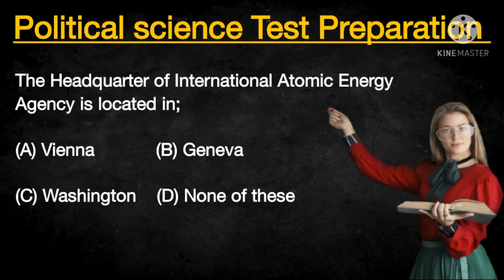Question: The headquarters of International Atomic Energy Agency is located in A. Vienna, B. Geneva, C. Washington, D. None of these. Its correct answer option A, Vienna.